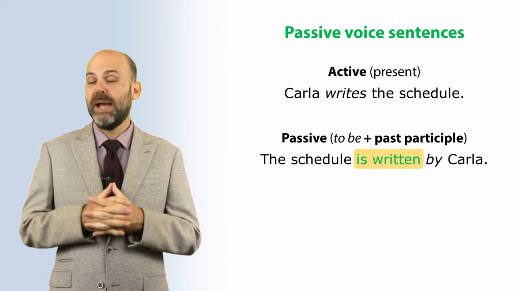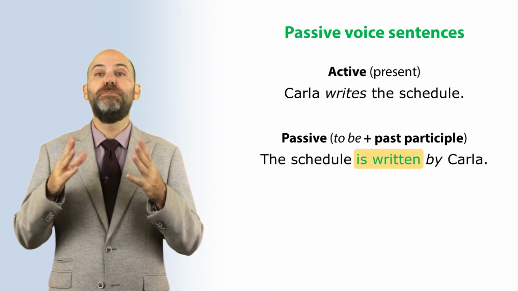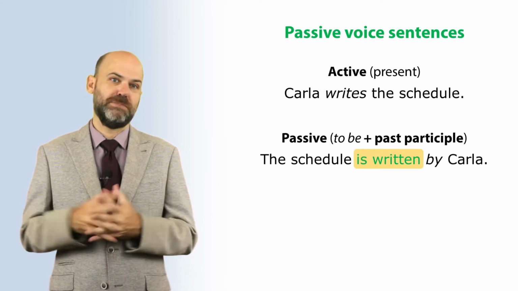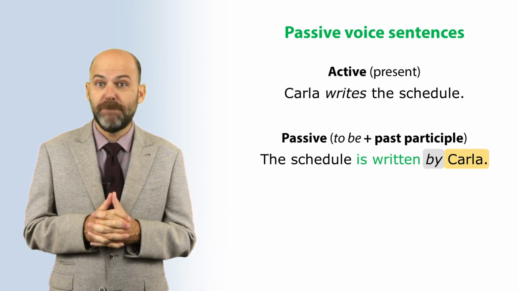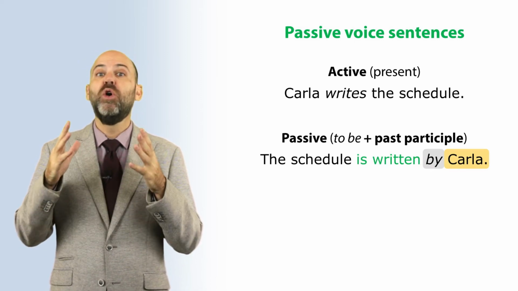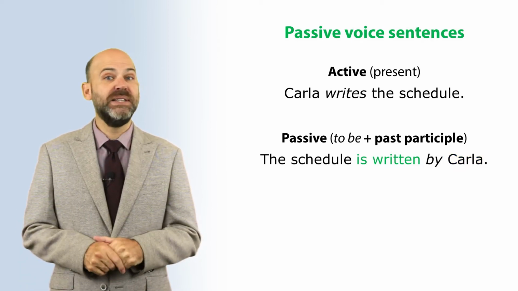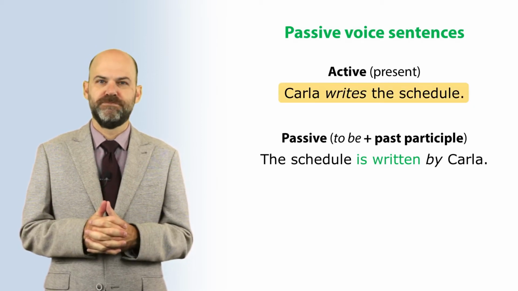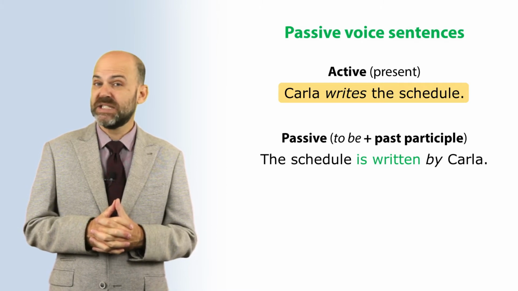To form passive voice statements, we use the verb to be followed by a past participle. We also use the preposition by if we know who is doing the action. Let's try these examples together. Repeat after me. Carla writes the schedule.